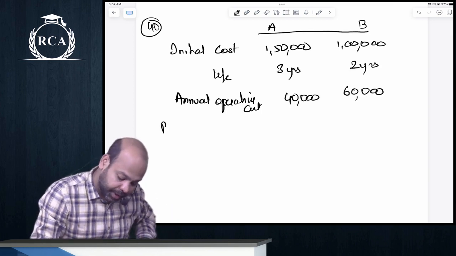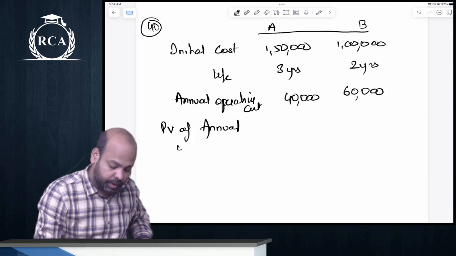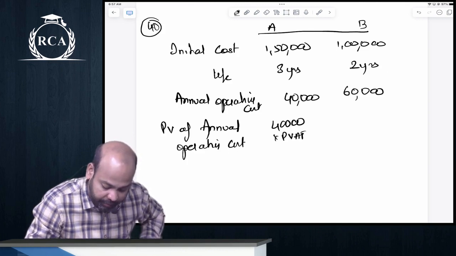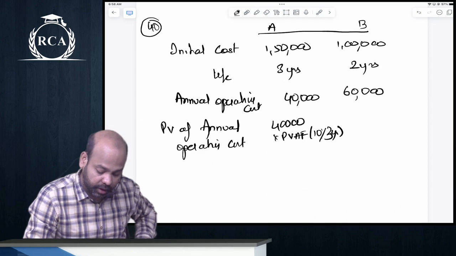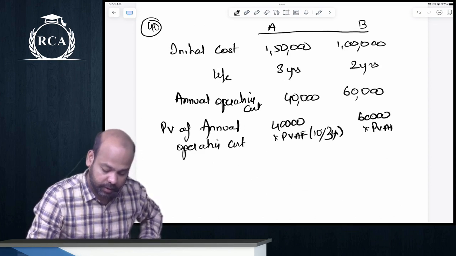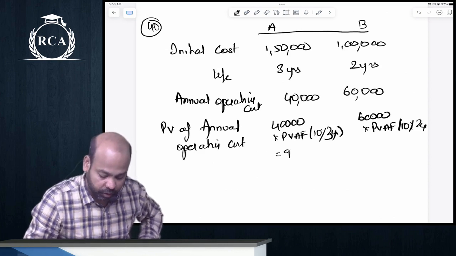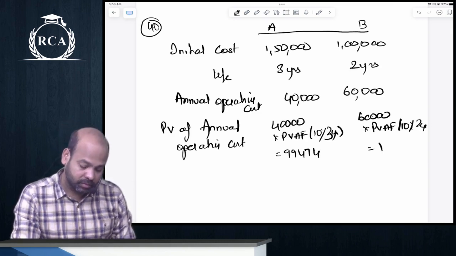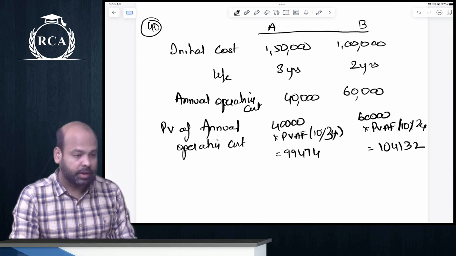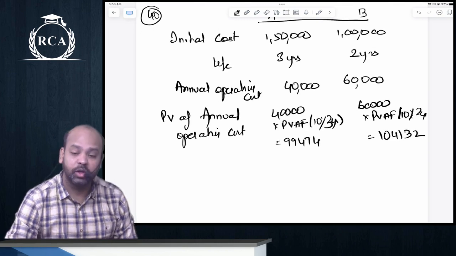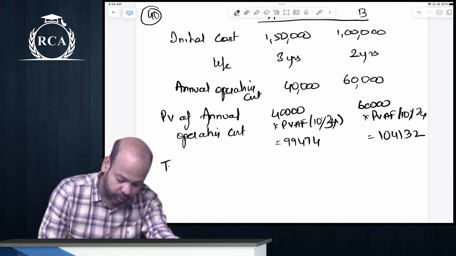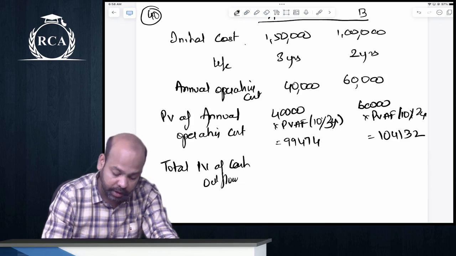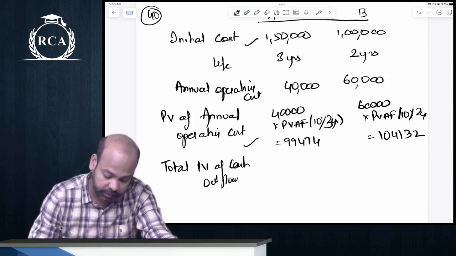Can you compute present value of operating cost? Present value of annual operating cost. Objective is to compute PVCO of A first. So this will be 40,000 multiplied by PVAF at 10% for 3 years, which is 99,474. For the second one, it is 1,04,128. Acha, 2 years. This will be the present value of cash outflow, only present value of annual operating cost. What will be your total present value of cash outflows? You have to add the initial cost and present value of annual operating cost.